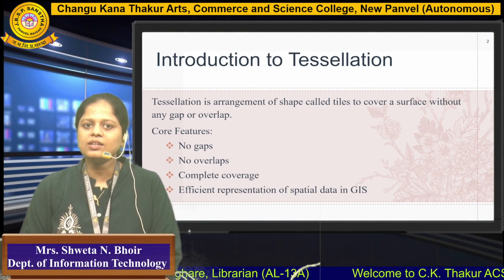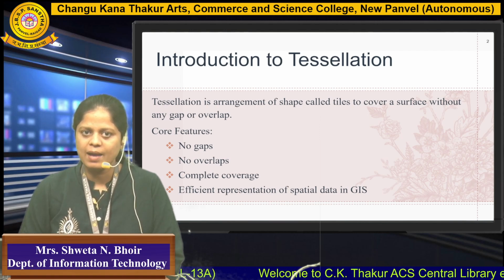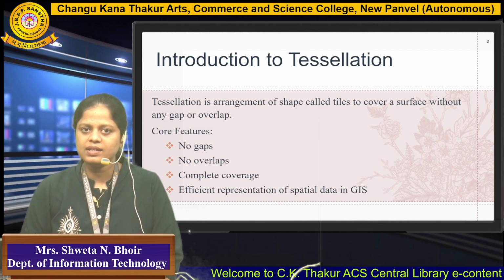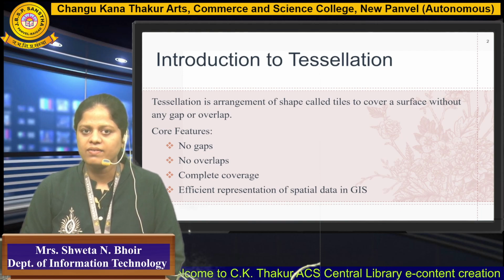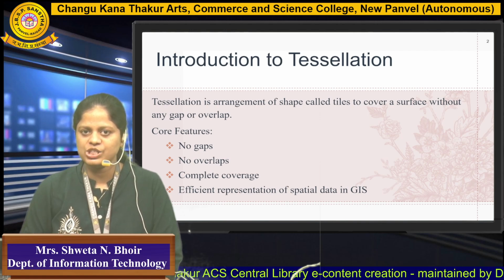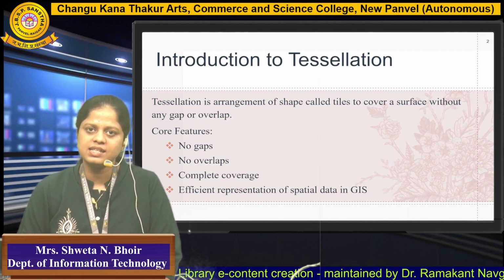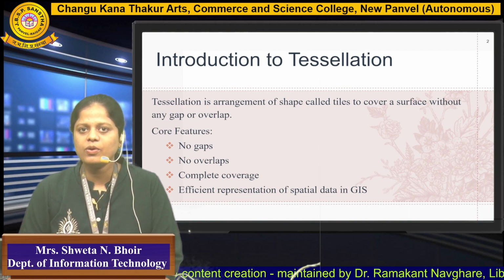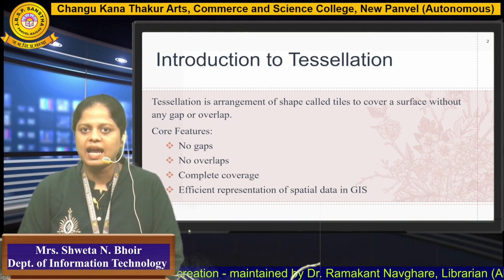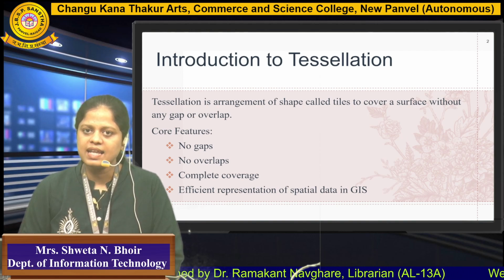Okay, so what are the core features of tessellation? There should not be any gap, no overlaps between the tiles, complete coverage of the area, and it is having an efficient representation of the spatial data in the GIS. So basically what is tessellation? It is a shape or area of any random valley, any mountain, again any land surface.